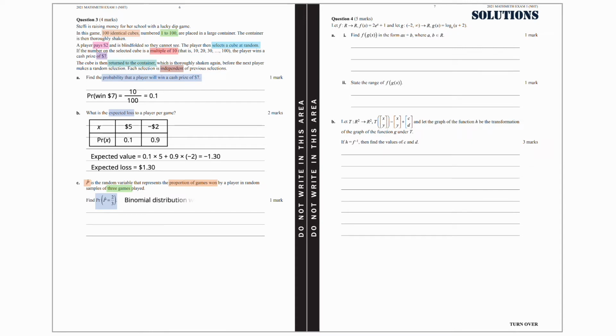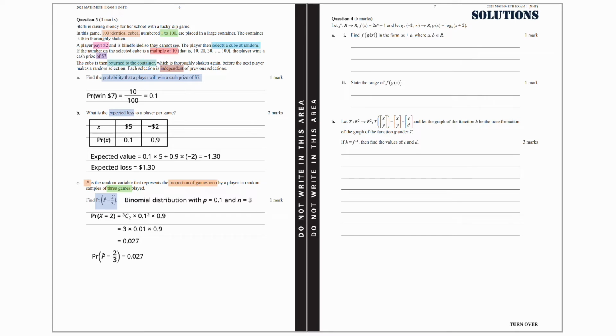This is a binomial distribution with the probability of success 0.1 and number of trials 3. So the probability of x equals 2 equals combinations of 3 taken 2 at a time times 0.1 squared times 0.9, and this equals 0.027. So the probability of P hat equals 2 over 3 is 0.027.